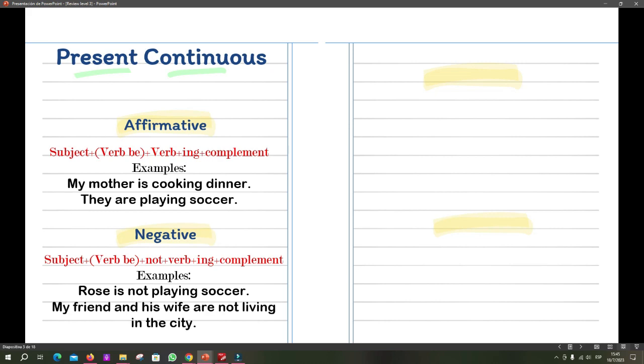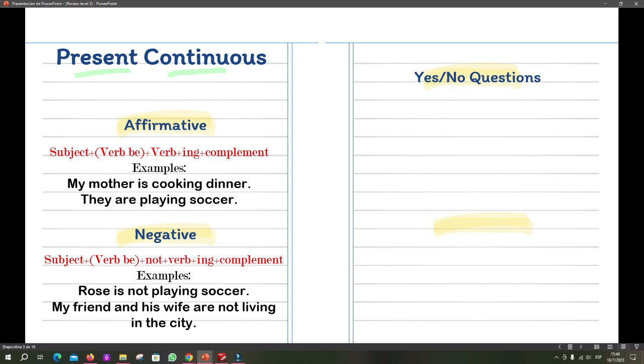Or also you can say my friend and his wife are not living in the city, right? So which is the subject, or which are the subjects there? My friend and his wife. Oh, that's why you're using are. Then the negative word not, the main verb with ing, and the complement. My friend and his wife are not living in the city. Okay?